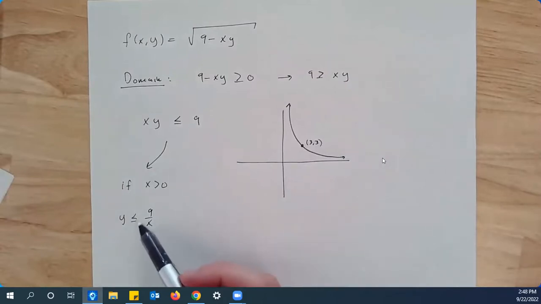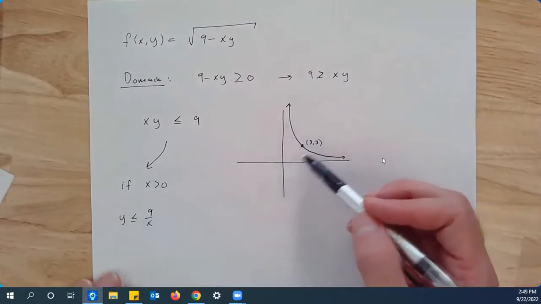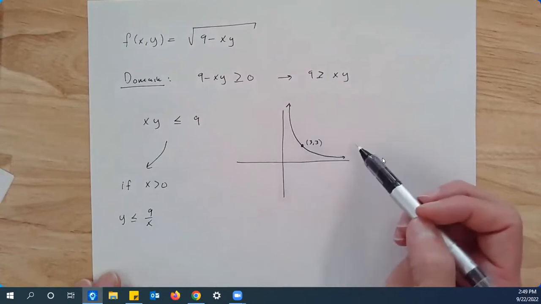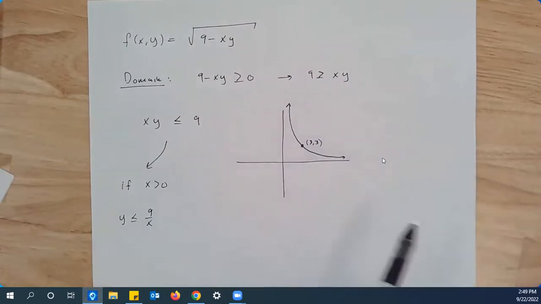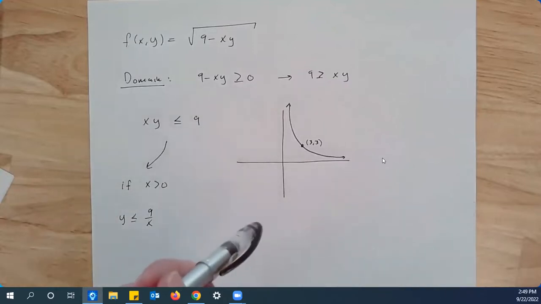What does it mean that y is less than or equal to 9 over x? Am I on this side or this side? Well, here's an easy way to tell. And this is actually true for most. This is kind of a more complicated domain question than a lot of domain questions. But the way to tell is to pick a point on either side.